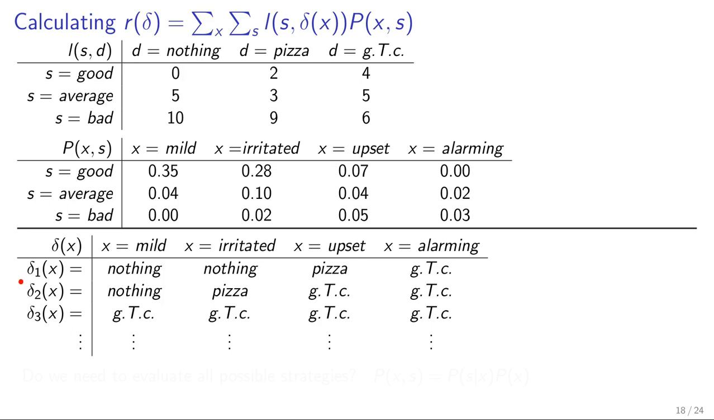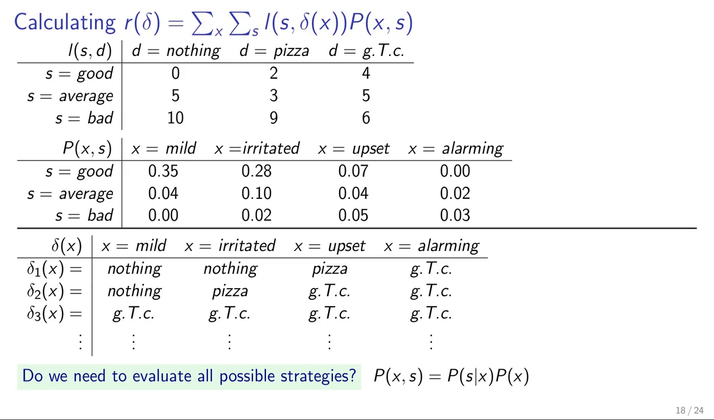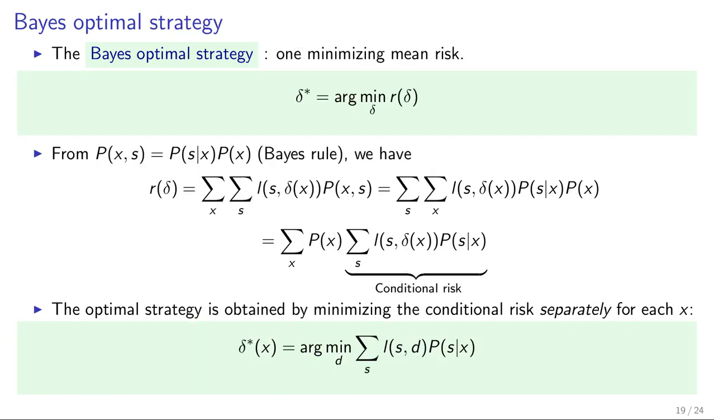For one particular strategy, we can do something like policy evaluation. We could calculate the risk of a particular strategy. Now, the question is, do we need to evaluate all possible strategies? As we saw, there are a lot of possible strategies, so this would be very, very laborious. And luckily, the answer to this is no. I will explain that in a second.